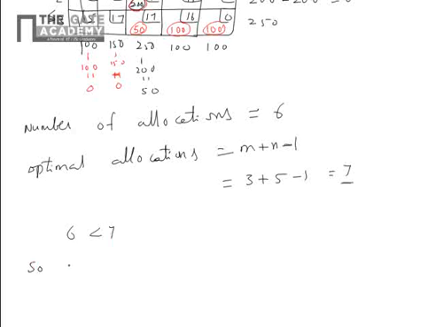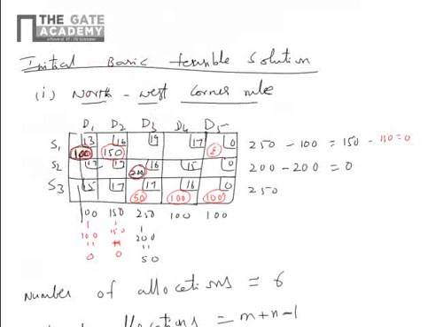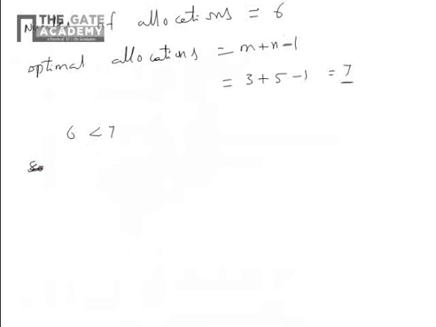So allocate some negligible value to a random cell. That's why I am allocating one epsilon value to cell S1 D5. Allocating the epsilon value, now allocations will be equal to 7. So this is the initial basic feasible solution based on the northwest corner rule. The second method is the least cost method.